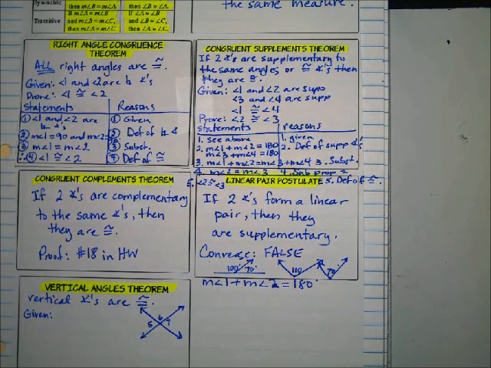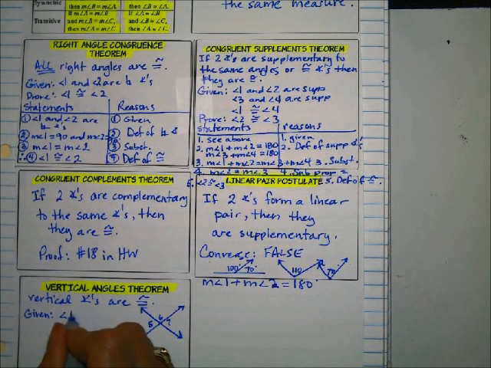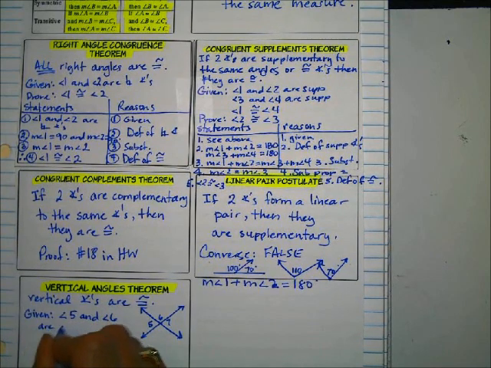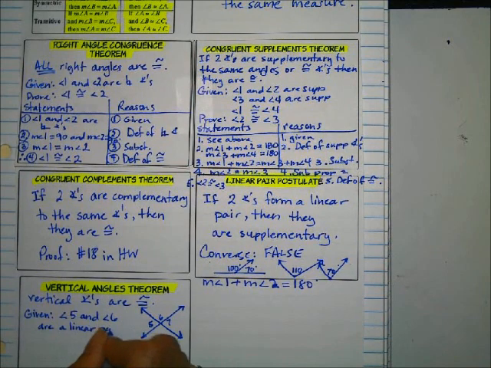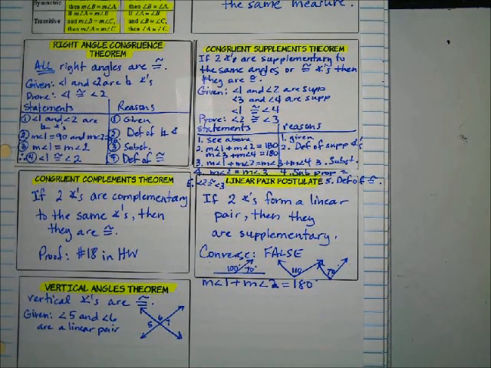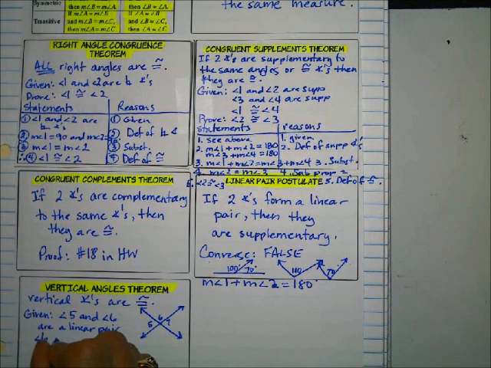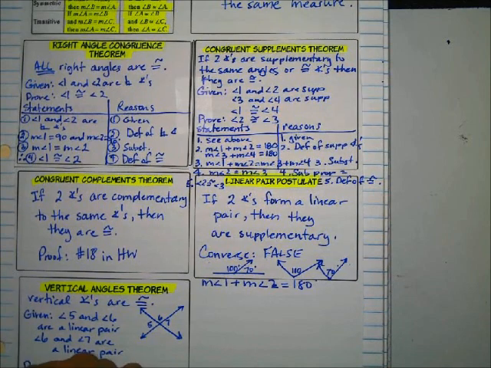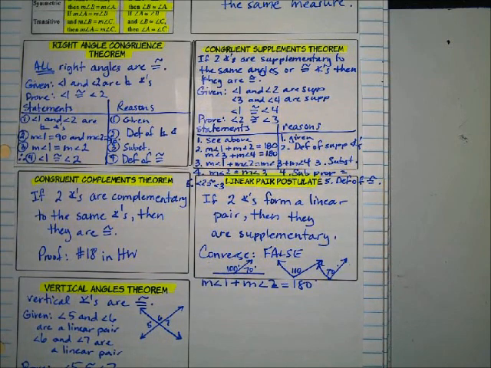And you're given that angle 5 and angle 6 are a linear pair. And you're also given that angle 6 and angle 7 are a linear pair. So what you're going to prove is that angle 5 is congruent to angle 7. We're proving these vertical angles are congruent. And we can definitely see that they're a linear pair right there.